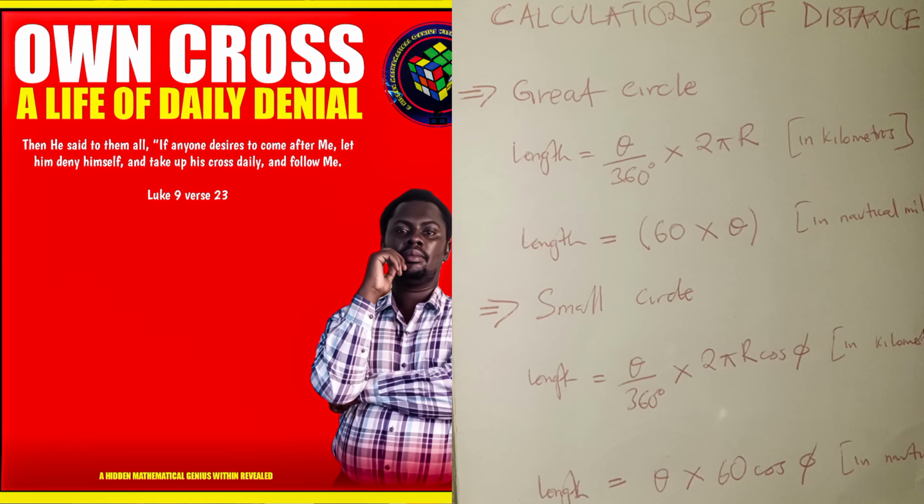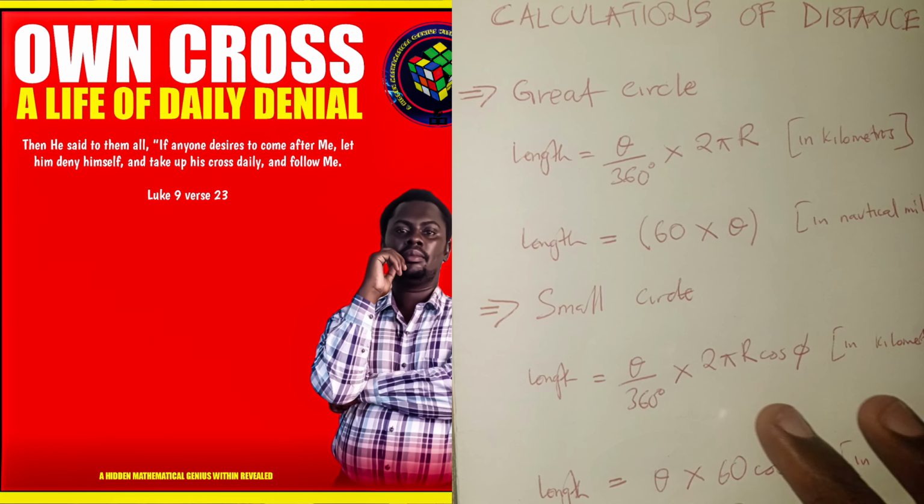All distances along the longitudes are great circles. The other great circle is latitude 0 degrees, which is commonly known as the equator. Then small circles: all latitudes except latitude 0 degrees are small circles.